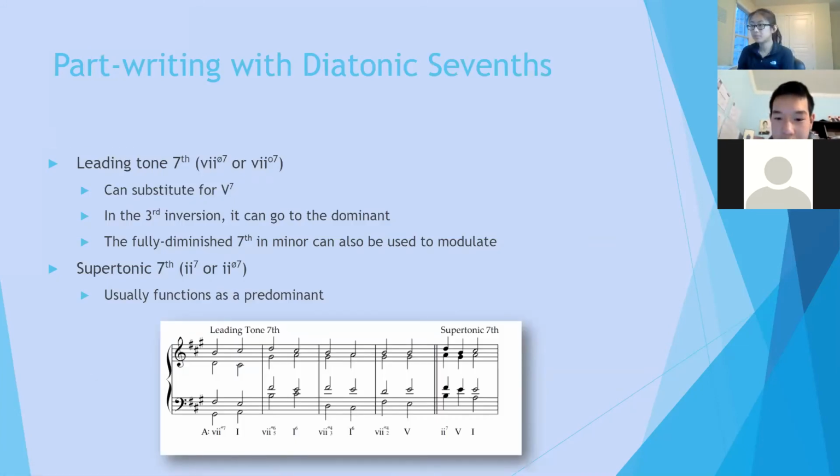So the leading tone 7th, which is half diminished in major and fully diminished in minor, can substitute for 5/7, as in this example. In the third inversion, it can also go to the dominant. And the fully diminished 7th in minor, because all the intervals are even, can also be used to modulate to other keys. The supertonic 7th, which is a minor 7th in major and a half diminished 7th in minor, usually functions as a predominant, and it can substitute for the 2 or the 4 chords.